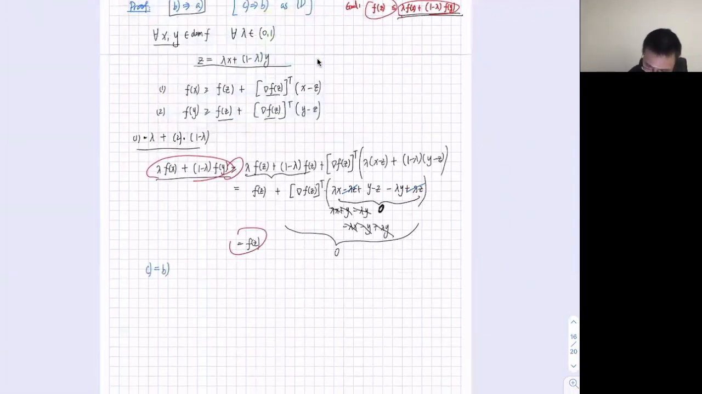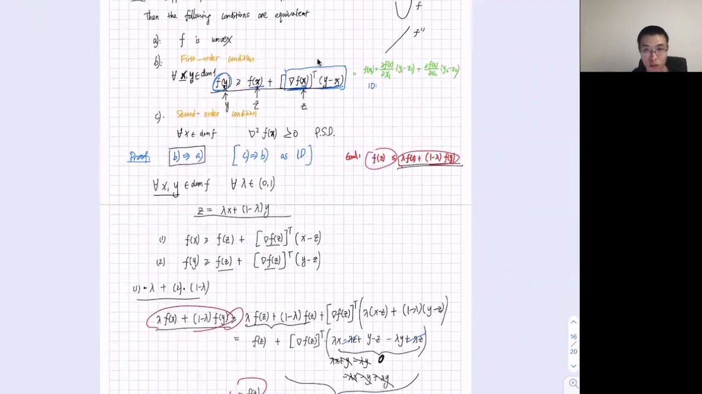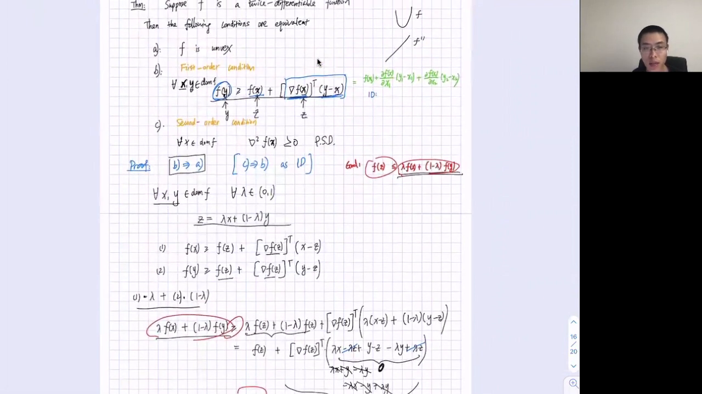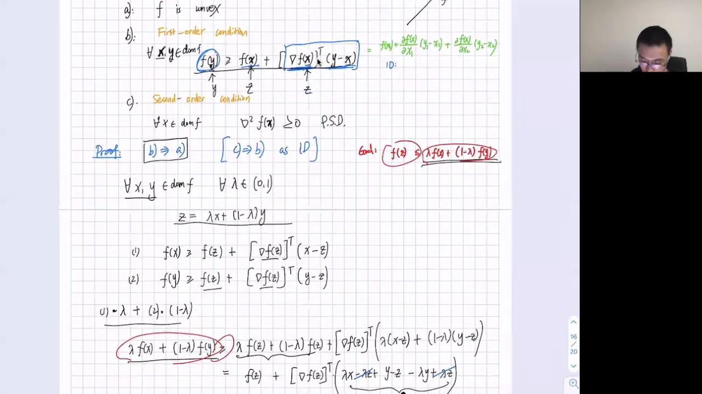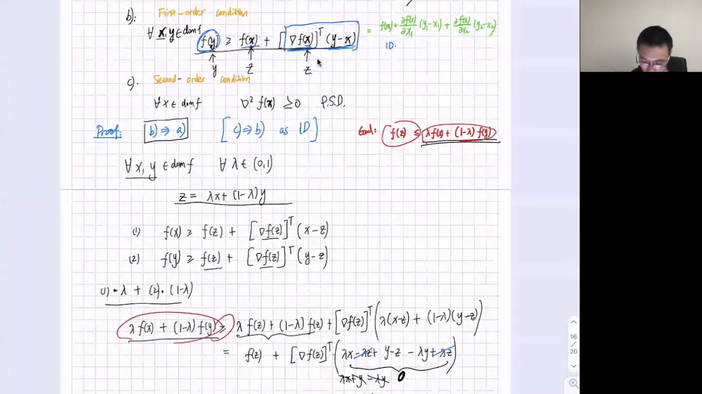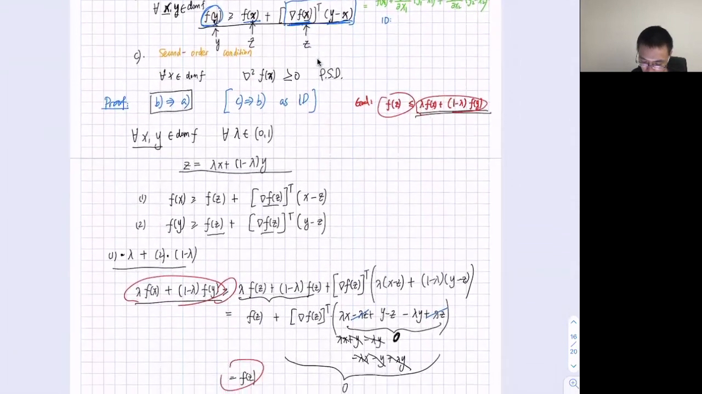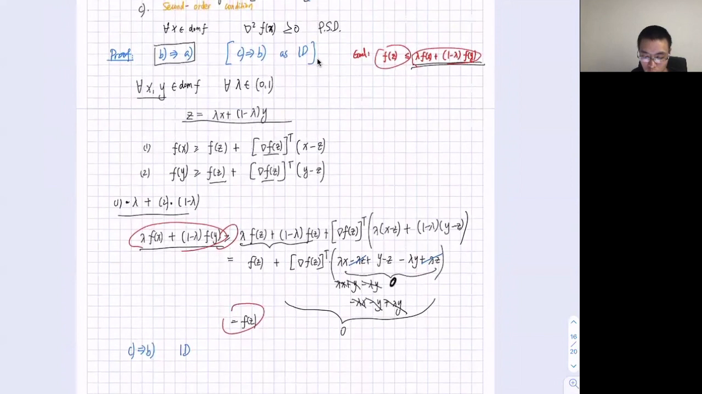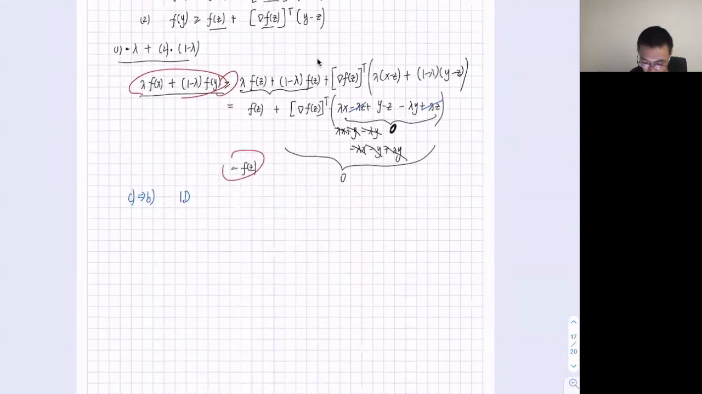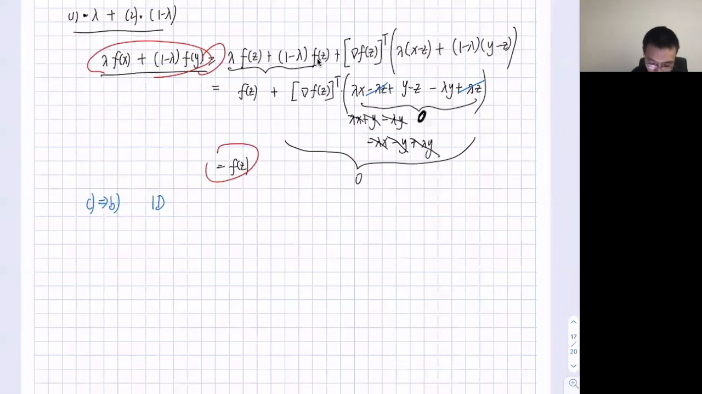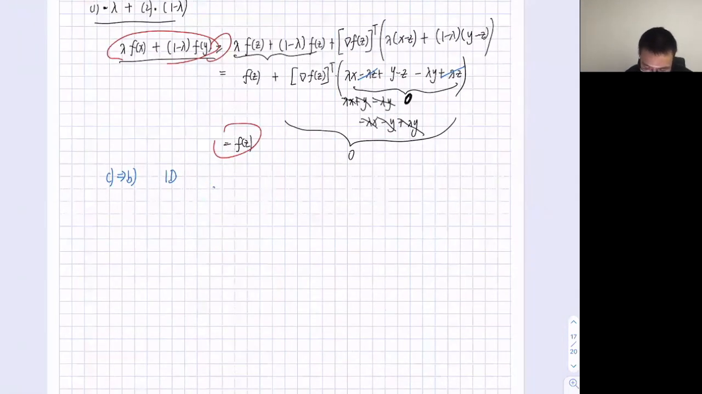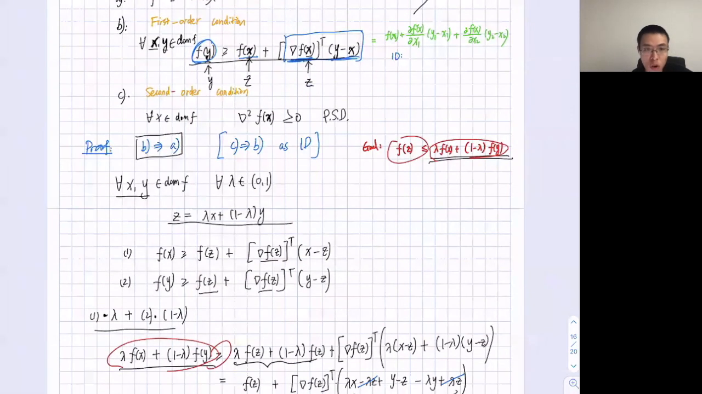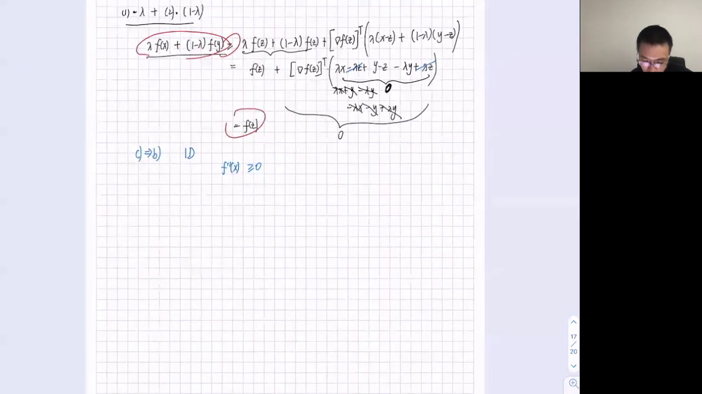Now, second order to first order. Here, I only consider the one-dimensional case, just for simplicity. But for the high-dimensional case, I will briefly describe what happens. I know the second order derivative is greater than or equal to 0, so f double prime of x is greater than or equal to 0. This is my condition. Then I would show f is convex, maybe using the definition, or maybe using the first order condition.